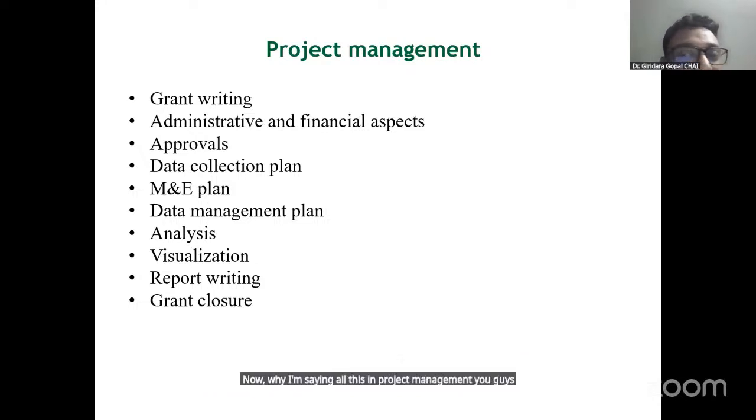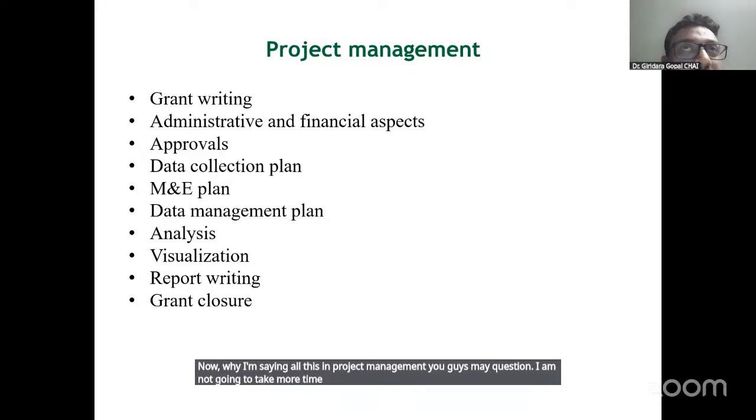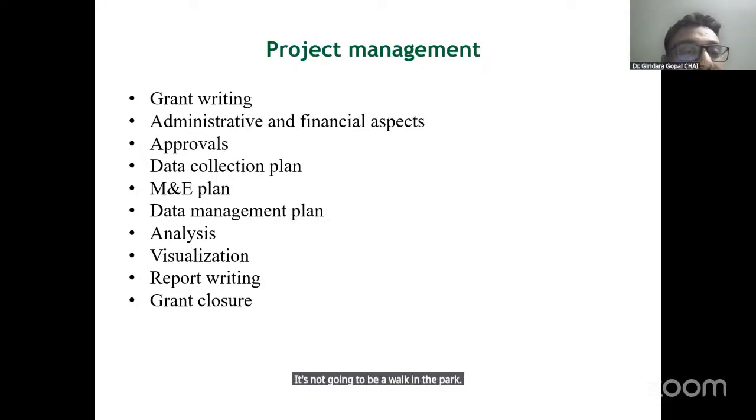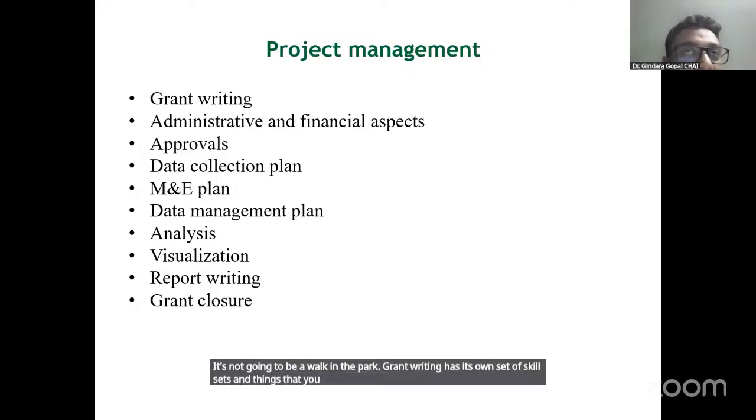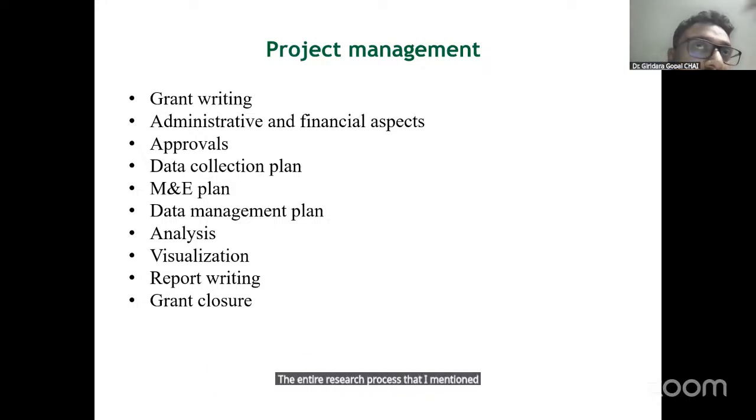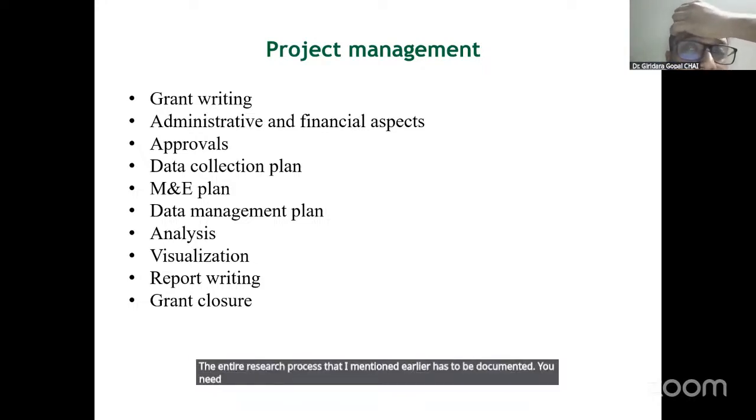I'm not going to take more time. But should you wish to be a good researcher, these are the most important steps that you have to get into. It's not going to be a walk in the park. Grant writing has its own set of skill sets and things that you need to develop. The entire research process that I mentioned earlier has to be documented. You need to identify good donors. Donors giving you money as a researcher, it's a highly competitive process.